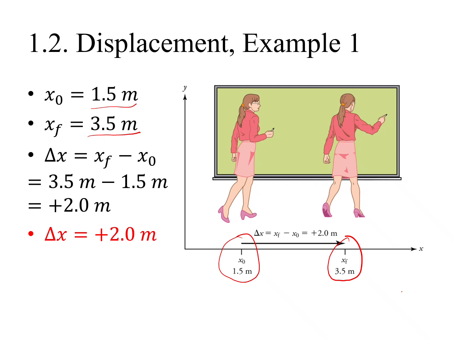So the change in position, delta x, is x final minus x initial, which is 3.5 meters minus 1.5 meters, and that gives us positive 2 meters. So the displacement is positive 2 meters. As I mentioned before, displacement is a vector, so we can use an arrow to indicate displacement. This arrow right here indicates the displacement of the teacher, from the initial position x naught to the final position x final.